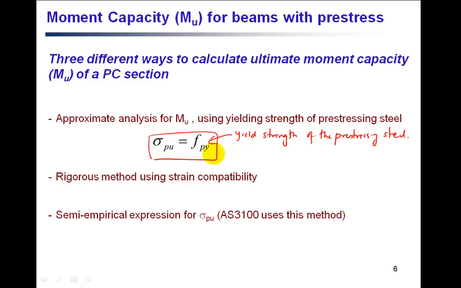The second method is the more rigorous method, where we use the strain compatibility equation, like what we did for a reinforced concrete beam. We use the strain compatibility equation, find the exact strain in the pre-stressing wire, and then find the ultimate moment capacity. But AS3600 uses a semi-empirical formula to calculate the value of sigma pu and then to find the value of Mu. So in this class, we'll introduce these two methods first, and then we'll go into detail about the AS3600 method, which we will be using for finding the ultimate moment capacity.